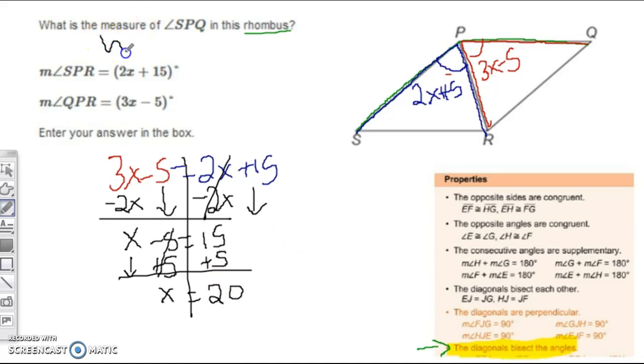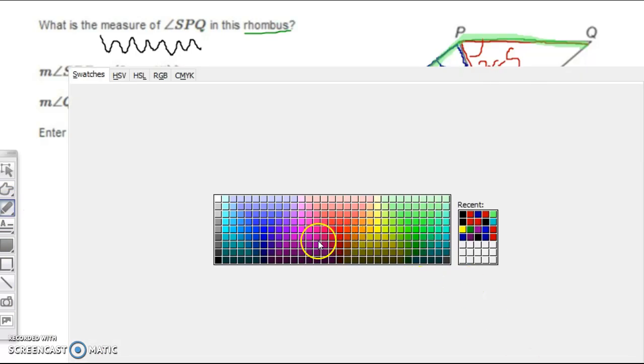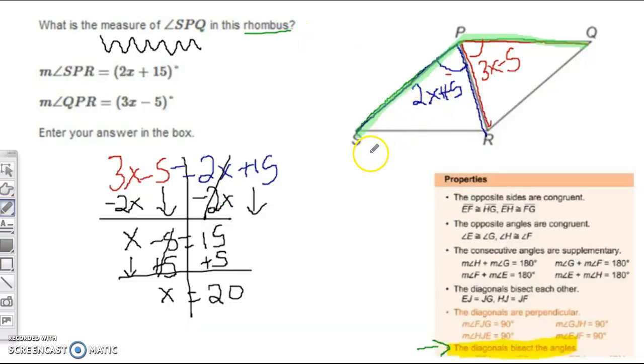The question says what is the measure of the angle. So you need to figure out the measure of that whole big angle. So I'm going to plug it back into one of these. It doesn't matter which one, they have to be equal. We just set them equal there. So just pick one and plug it in. So I'm going to plug it in right here. I'm going to say 2 times 20 plus 15 would be 55.